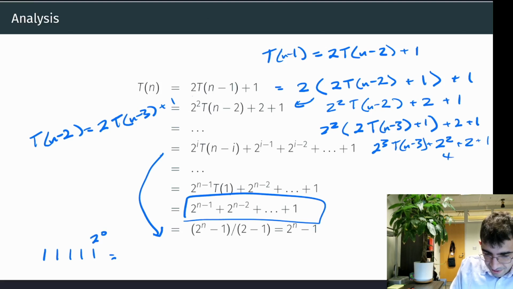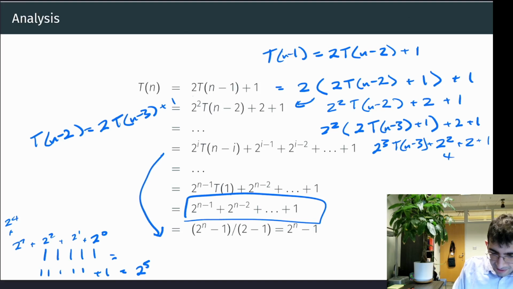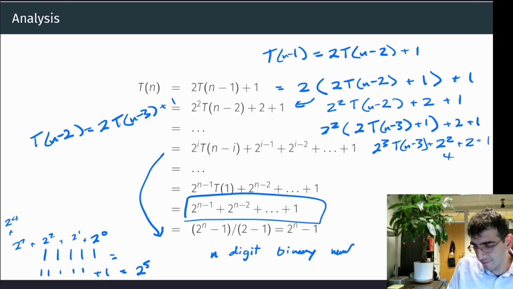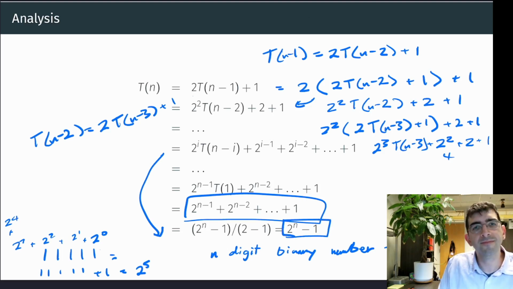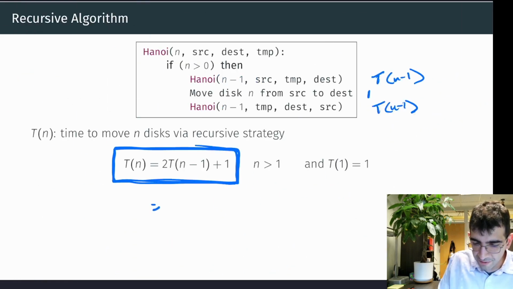This is equal to 2 to the 0 plus 2 to the 1 plus 2 to the 2 plus 2 to the 3 plus 2 to the 4. Or if we add 1 to this number, 1, 1, 1, 1, 1, we get 2 to the 5. So for an n-digit binary number, the sum is simply equal to 2 to the n minus 1, which is what we get here. So this recurrence is simply equal to 2 to the n minus 1.